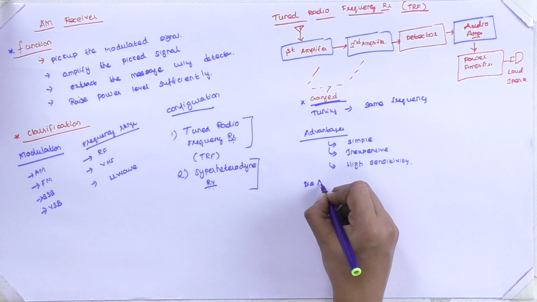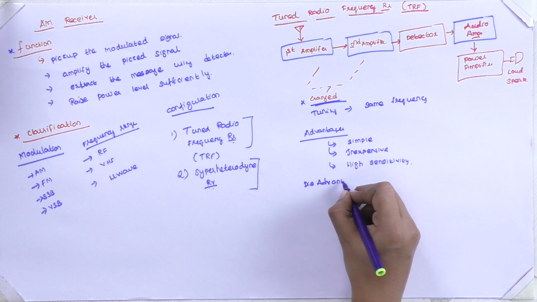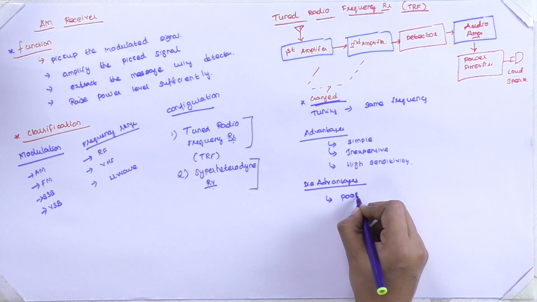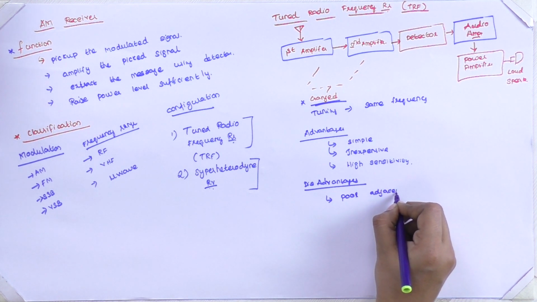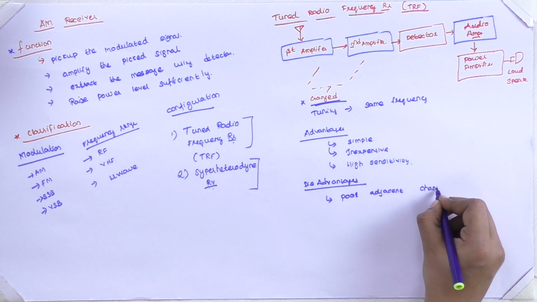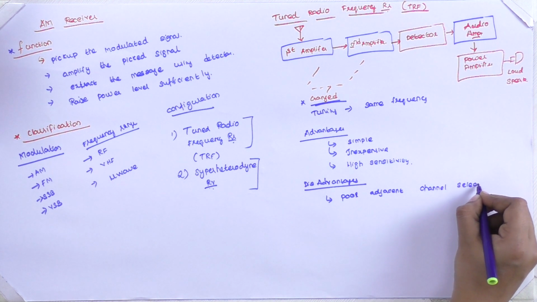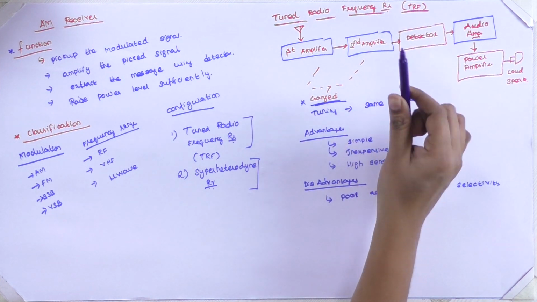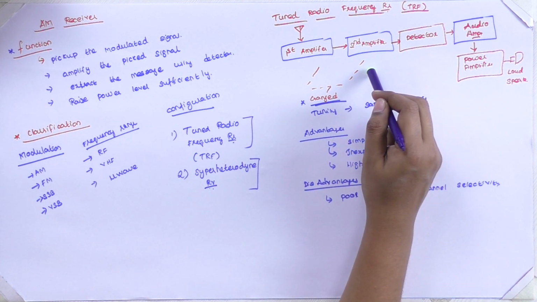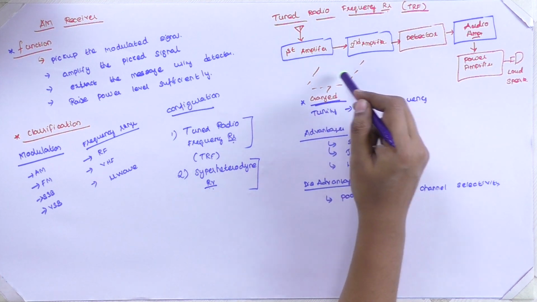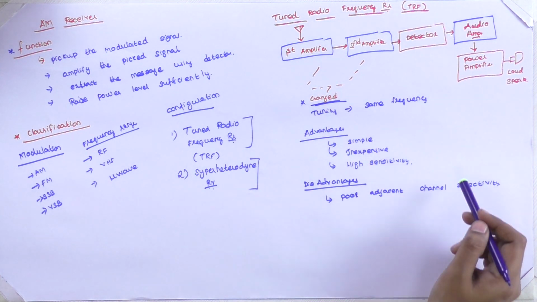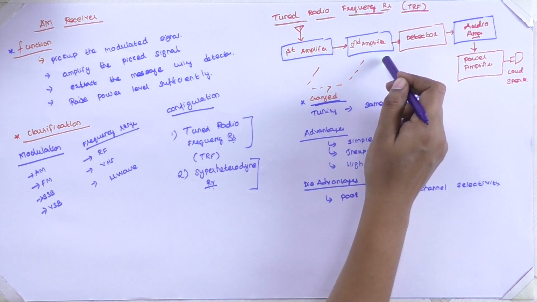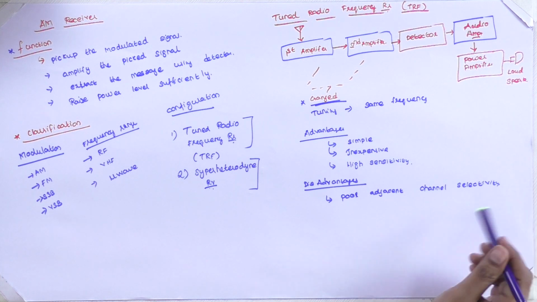Disadvantages: the first one is poor adjacent channel selectivity. When the receiver is tuned to a particular station, adjacent channels having frequency plus or minus 10 kHz will also be received, which causes the adjacent channel to interfere. That is why we refer to this tuned radio frequency receiver as having poor adjacent channel selectivity.